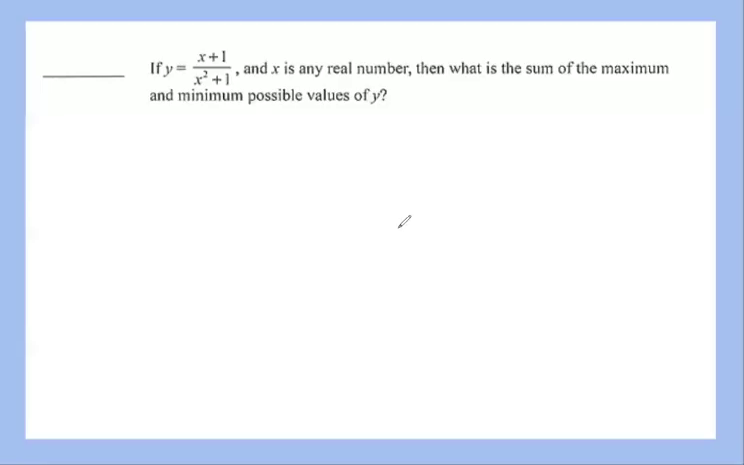So we have another MATHCOUNTS problem. This was number 27 on the National Sprint Test. What we are given is the equation y equals (x plus 1) over (x squared plus 1), where we are told that x is a real number. And we'd like to find the maximum and minimum value of the y values.